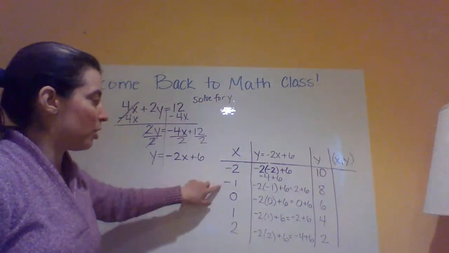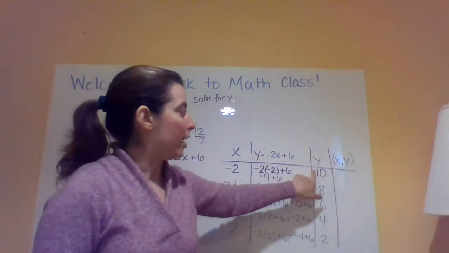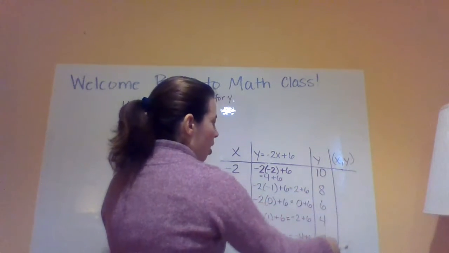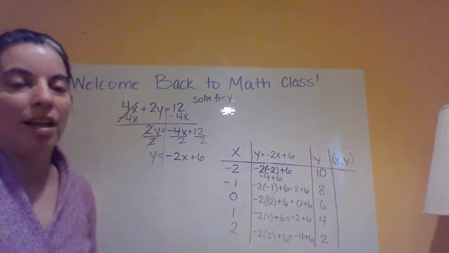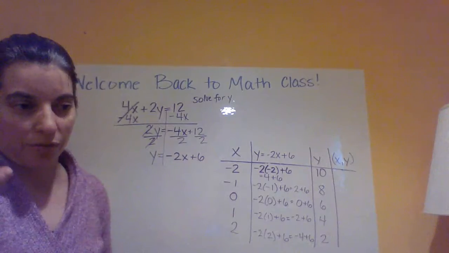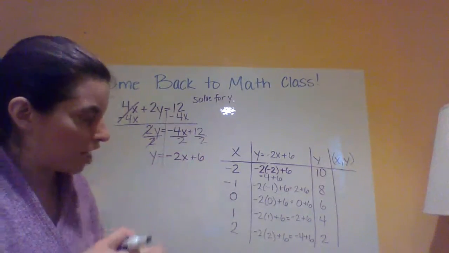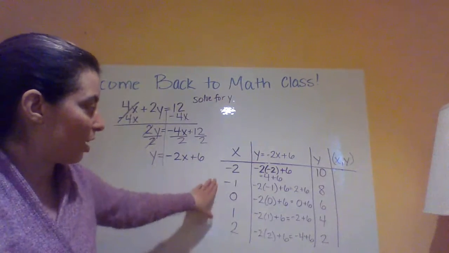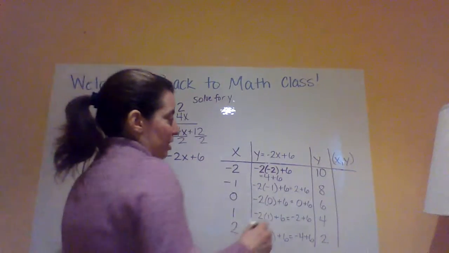Every time x goes up by 1, y goes down by 2. Up by 1, down by 2. All the way that pattern stays consistent. That's what gives us a straight line instead of a curve. If that changes along the way, then that's what gives us a curve. But since there's a consistent pattern there, that's what gives us a straight line.